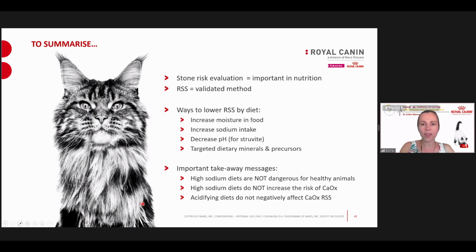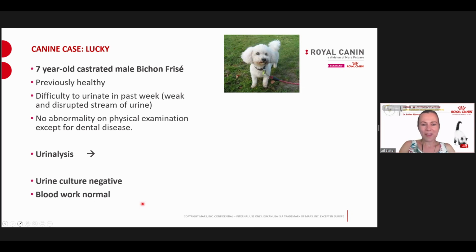So let's go back to being a bit more interactive again. I want to go quickly through a case that you probably have seen in your own practice in the past 2 weeks yourself, a male Bichon Frise called Lucky, who might not have been that lucky. He was 7 years old, castrated, and previously healthy. And in the past week, he started to have difficulties urinating. So he had a weak and disrupted stream of urine.